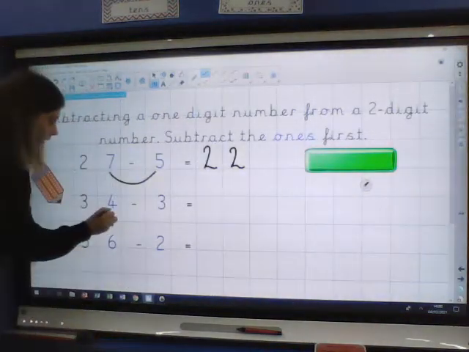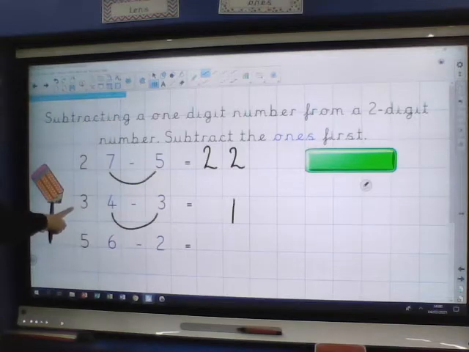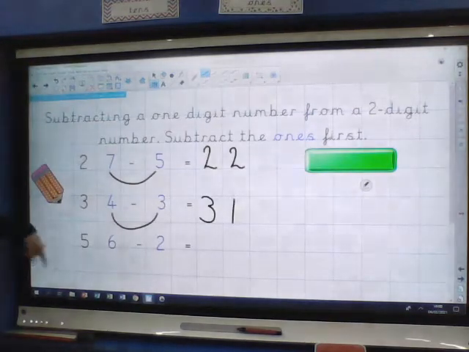So we should have got 4 take away 3 is 1. 30 will remain the same because we're not taking any 10s away. So we should have got 31. Well done, give it a tick if you got it correct.